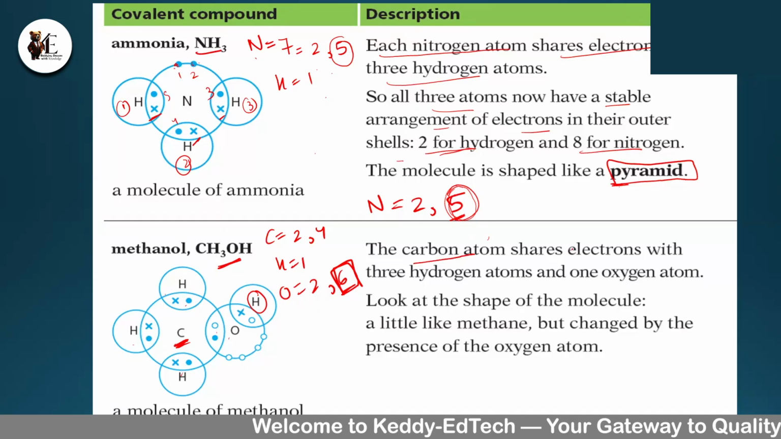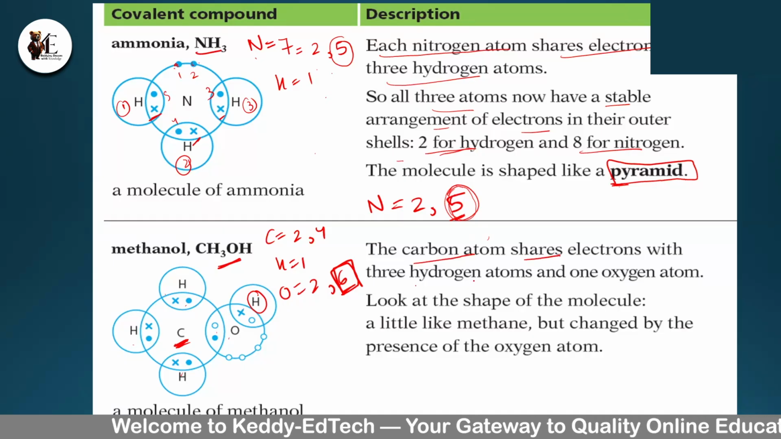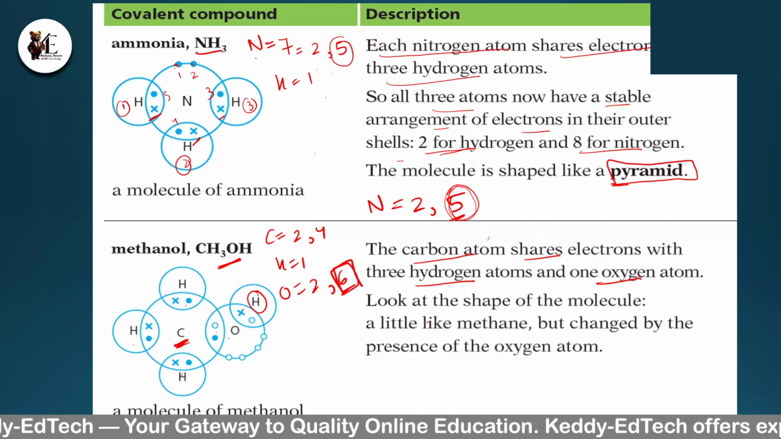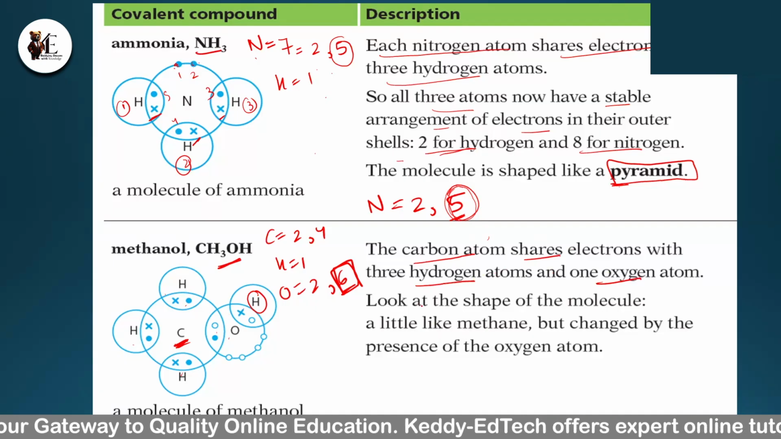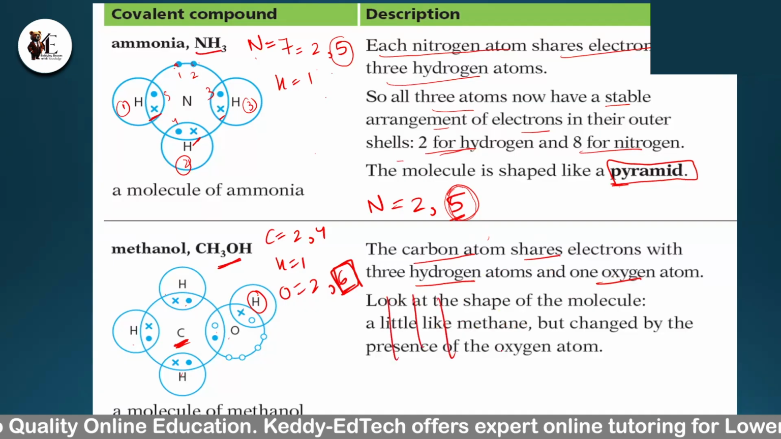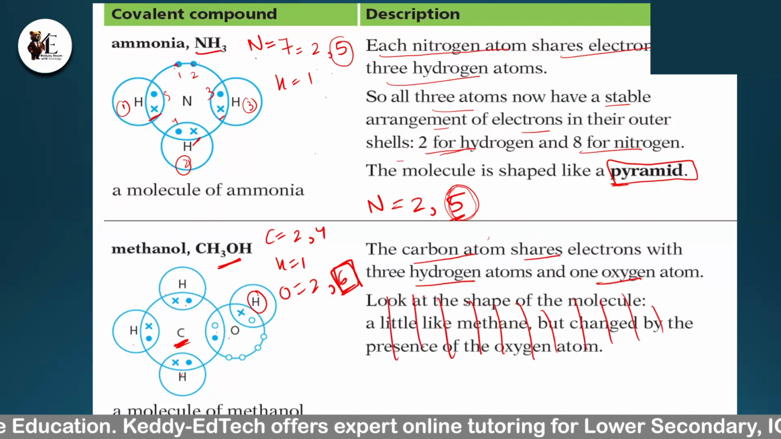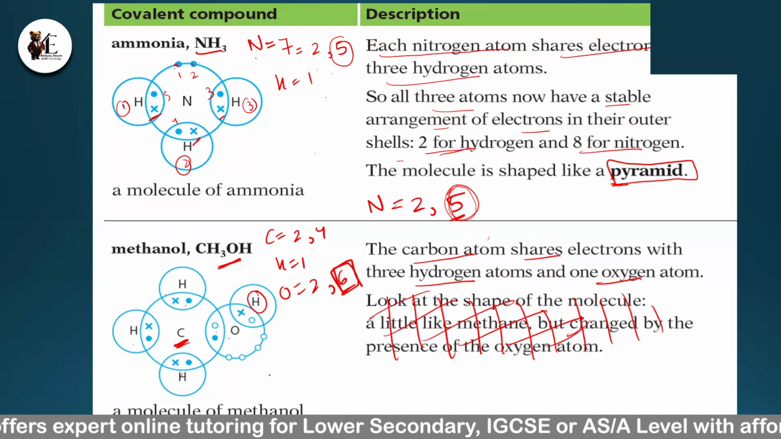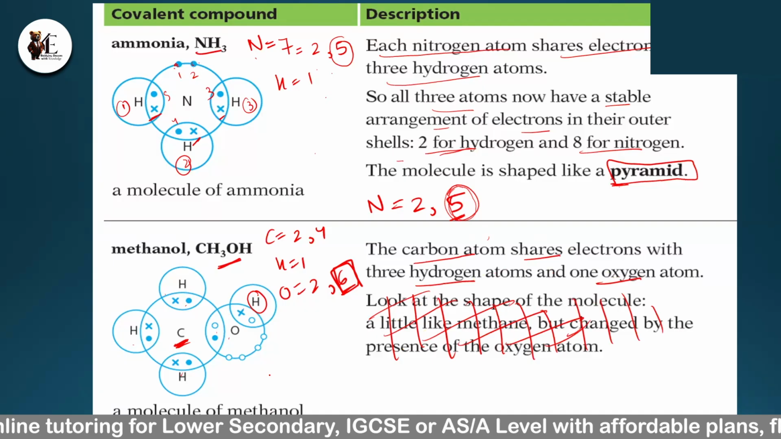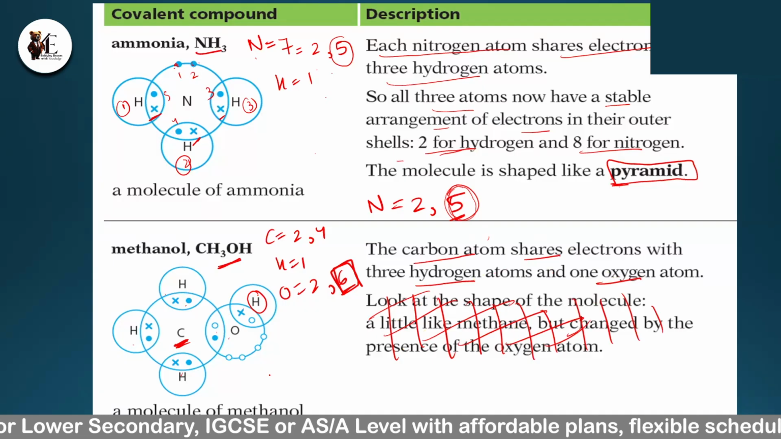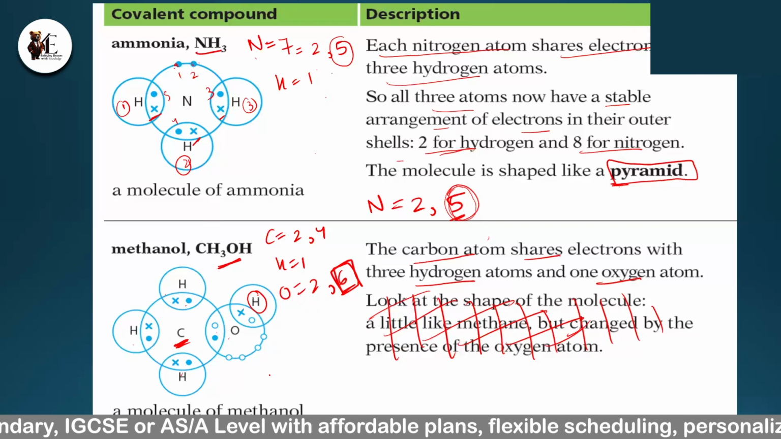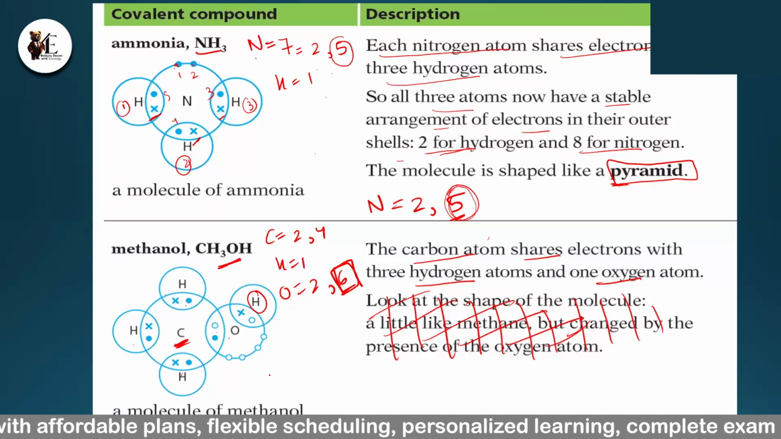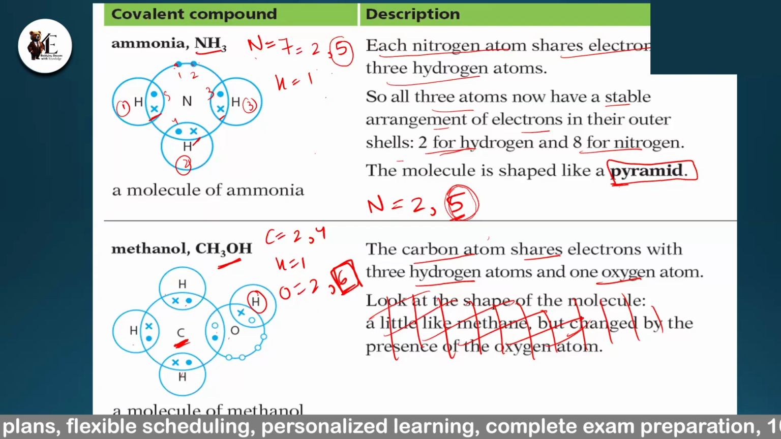Okay, so the carbon atom shares electrons with 3 hydrogen atoms and 1 oxygen atom. And what is the shape? Look at the shape of the molecule. It is somewhat like methane, but you do not have to write down this point. Not important. The important point is how to make the covalent bonding in methanol, and you have to satisfy that all the elements in methanol are completing their stability. Okay, hydrogen needs 2 electrons and every other element needs 8 electrons. Is it clear?